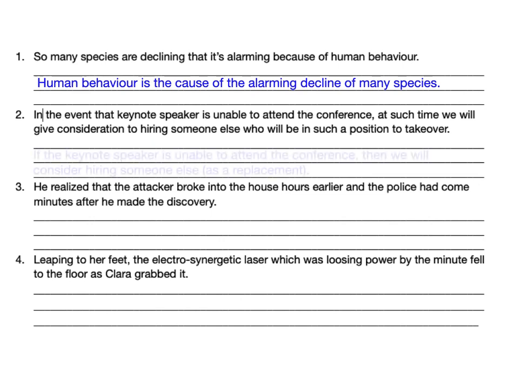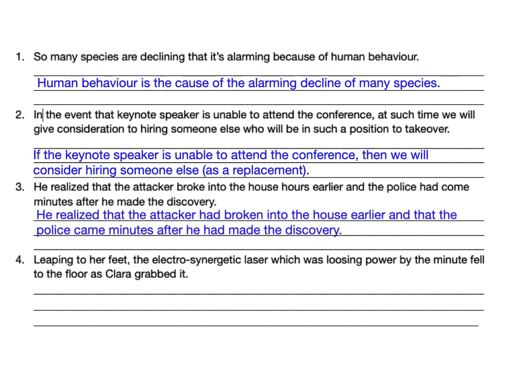Number 2, if the keynote speaker is unable to attend the conference, then we will consider hiring someone else as a replacement. As a replacement, I've put in brackets. It's not necessary to put it in, but you may have added that back in. Number 3, he realized that the attacker had broken into the house earlier and that the police came minutes after he had made the discovery.